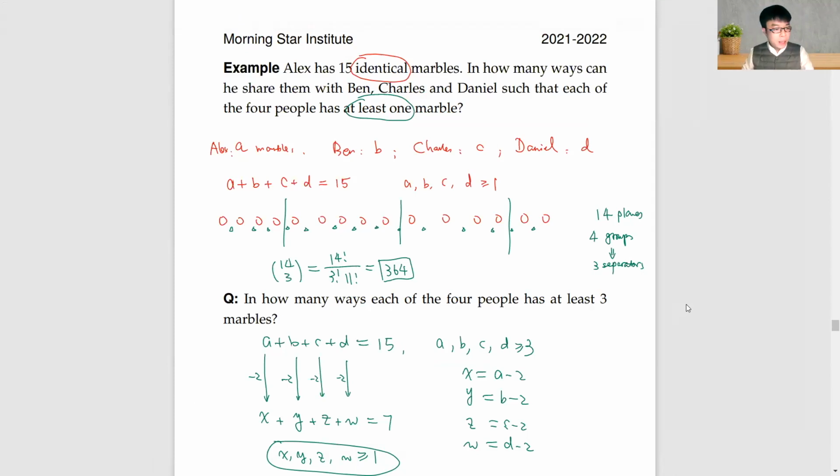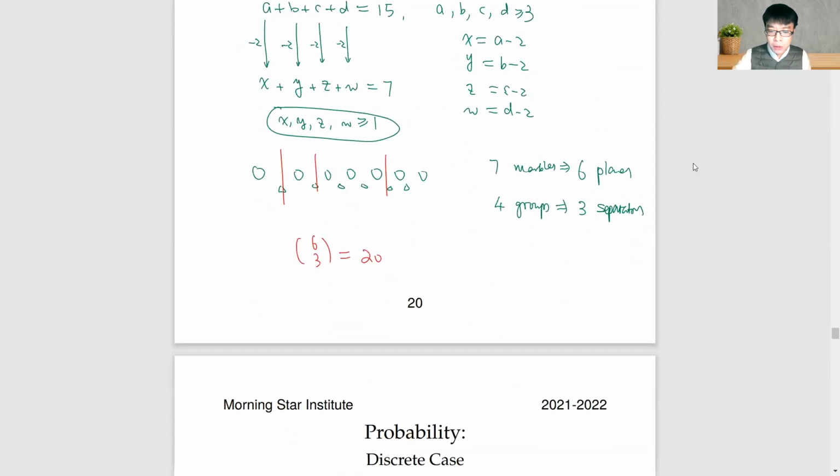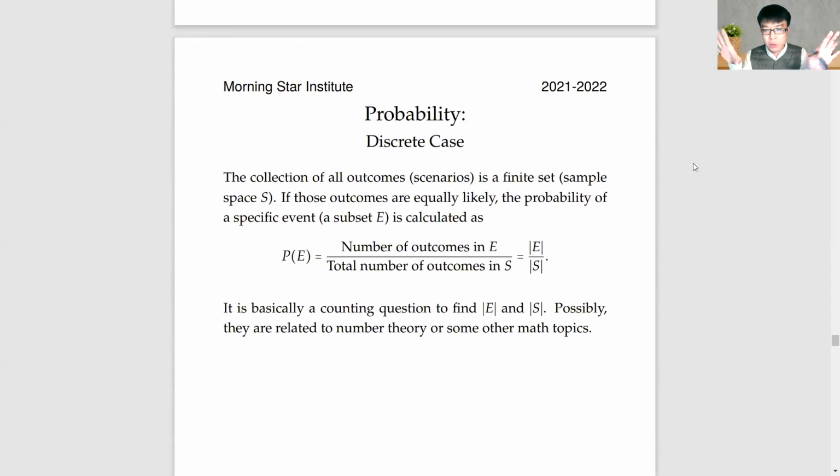Right, that's basically typical techniques in AMC8 counting. Next, let me briefly mention probability. For probability, let me just record the concept first. There are basically 2 types of probability. One is the discrete case, one is the continuous case. For the discrete case, it's almost like a counting question.